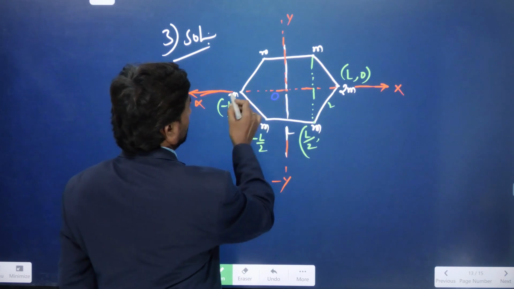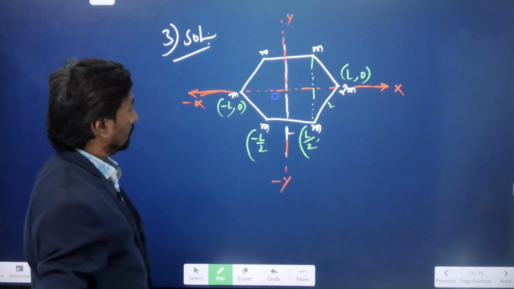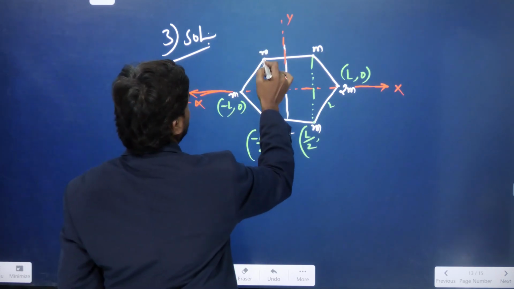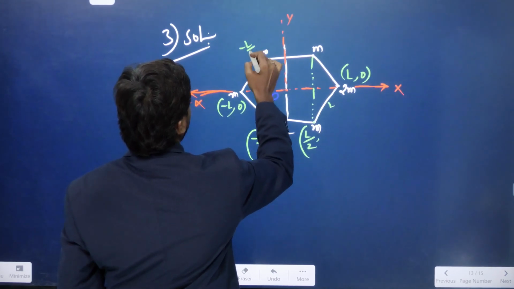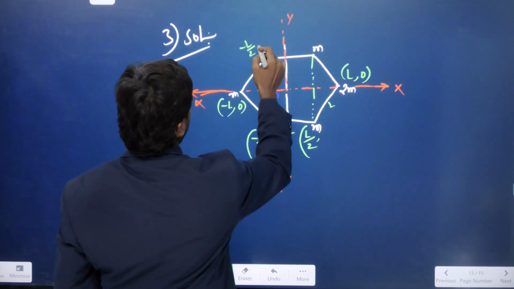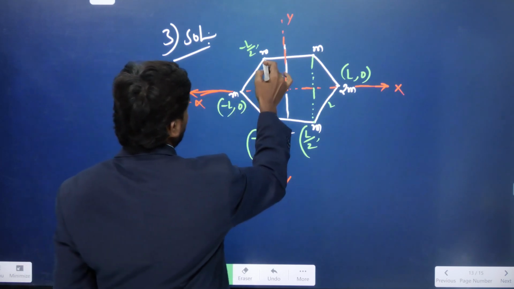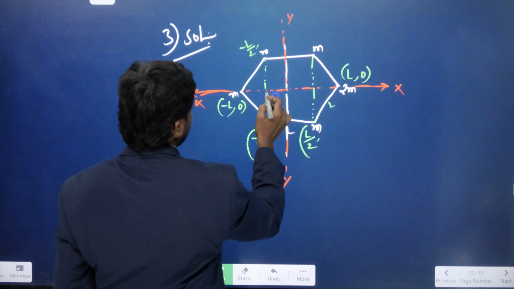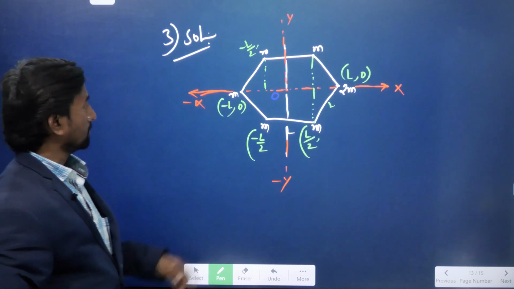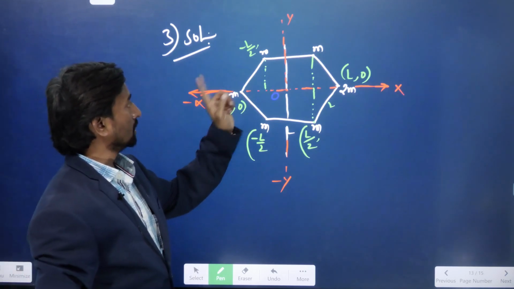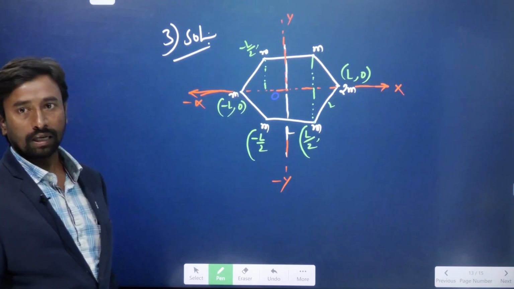The coordinates of this particle will be (L, 0), since it is on the x-axis, so the y coordinate will be 0. Okay, it is correct. Now for this particle, the x coordinate will be minus L by 2, and we should find the y coordinate. If you draw from here, this distance is L by 2 and this is L by 2, so this whole side is L. To find this distance, we will get root 3 L by 2.